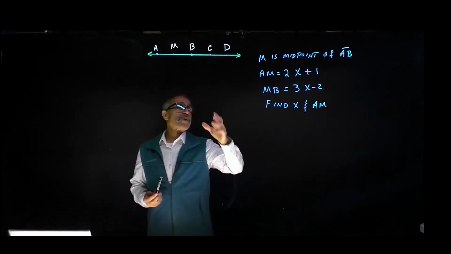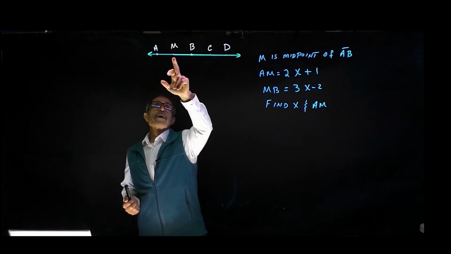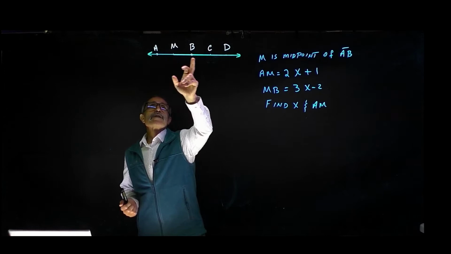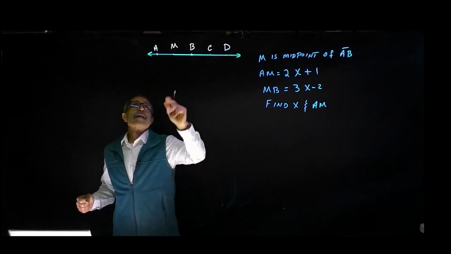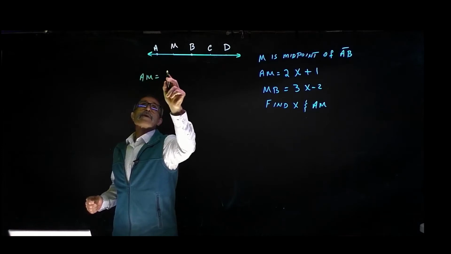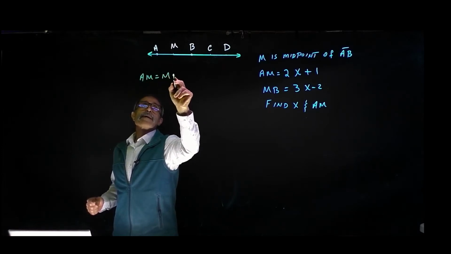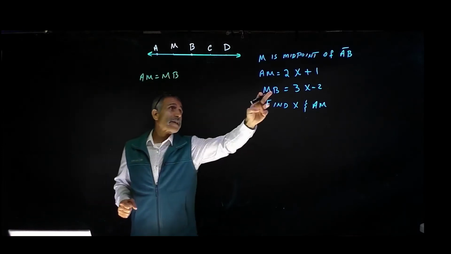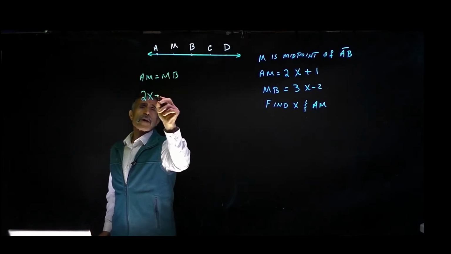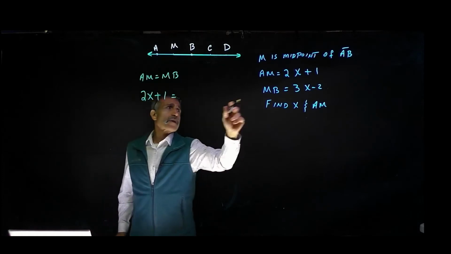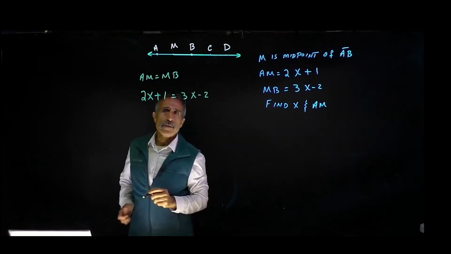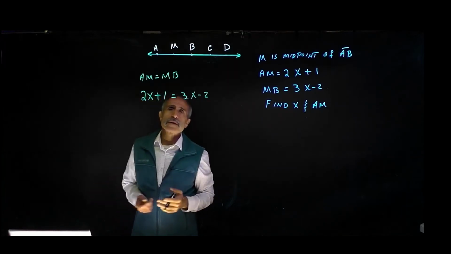So we know that this is a midpoint. If this is a midpoint between A and B, that means AM is equal to MB. So we're going to say AM is equal to MB. And we're going to come back in here. AM is 2x plus 1. That is equal to 3x minus 2. So it's a simple equation to solve this.